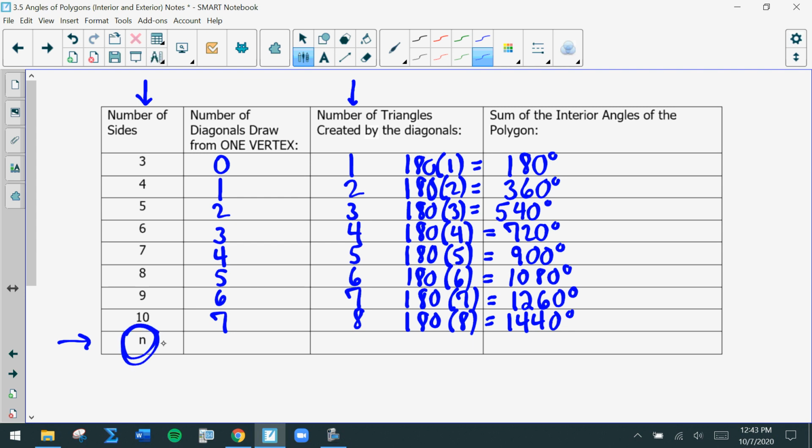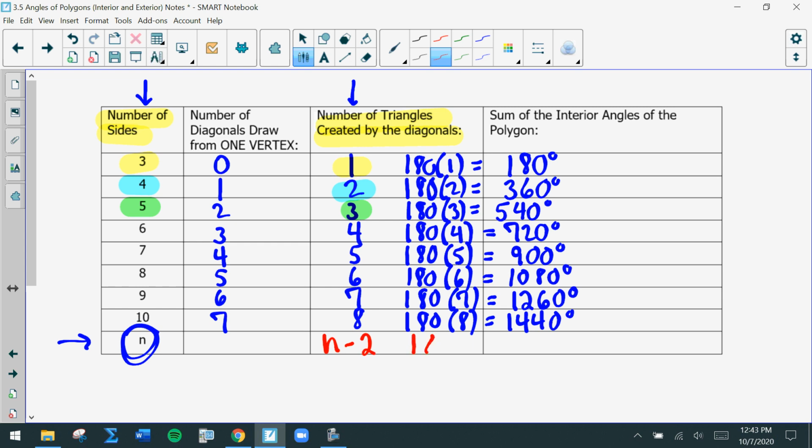Like, what if we don't know how many sides we have? Okay. But if we look at the number of sides and the number of triangles that we have created, we go from 3 sides to 1 triangle created. And then we go from 4 sides to 2 triangles created. And then we go from 5 sides to 3 triangles created. So what do you have to do to the number of sides to get the number of triangles you can create in that diagram? You have to subtract 2.